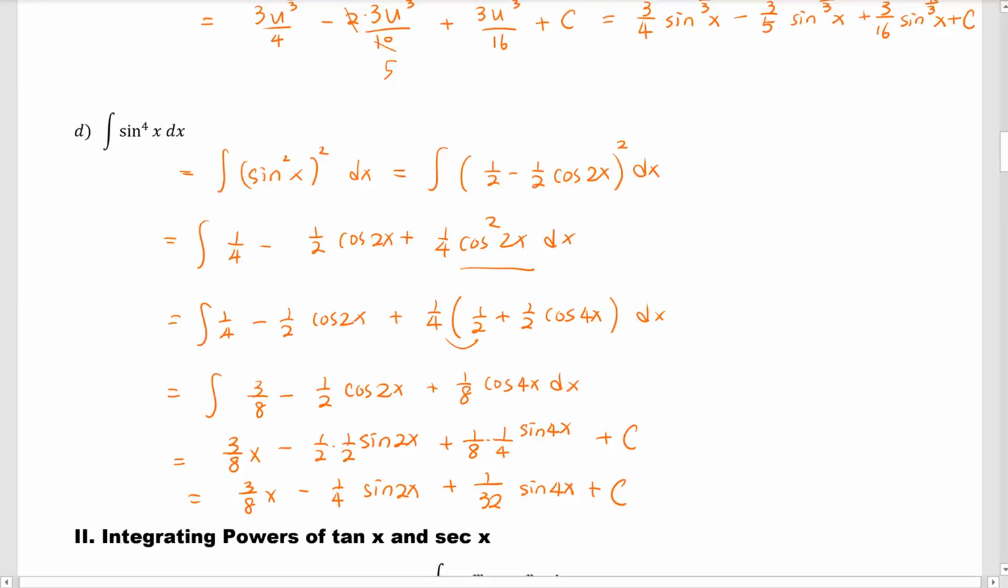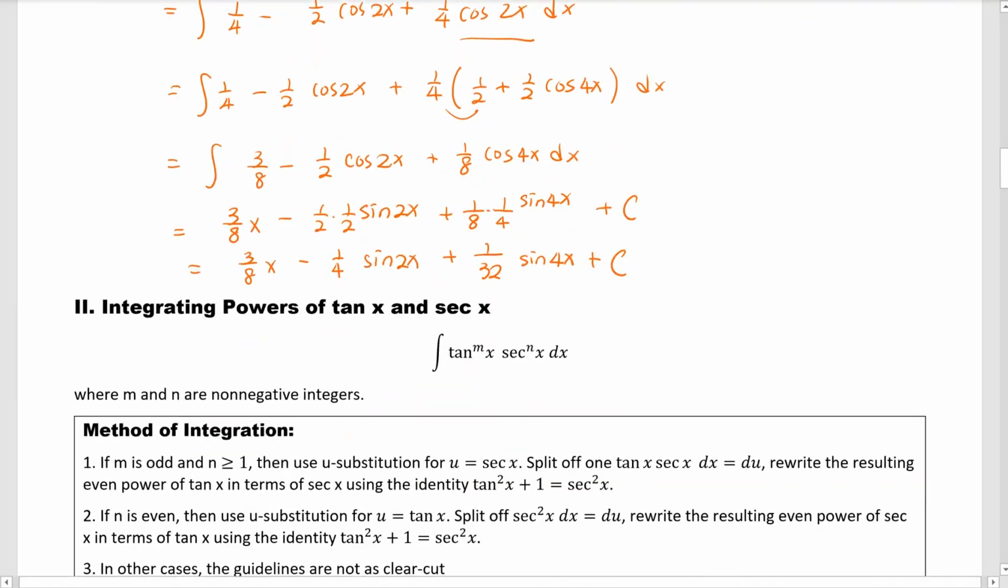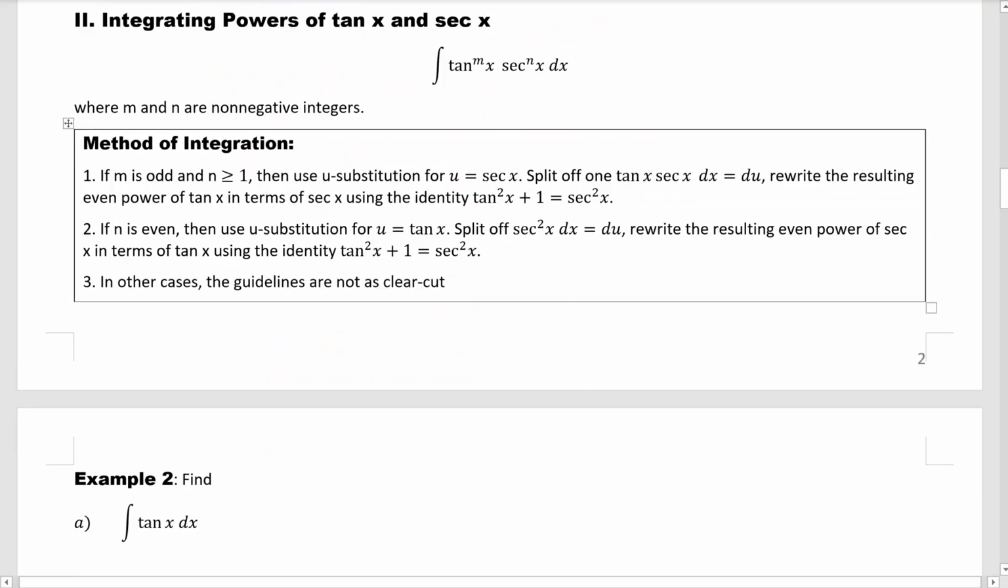Alright, so we have learned how to integrate powers of sine and cosine. Next, let's look at how to integrate powers of tangent and secant. Okay, so the methods are kind of similar, but this one is more special and harder. Okay, a little bit harder. So okay, if the power of tangent is odd, we want to use the substitution for u is secant. Okay, but the derivative of the secant is secant tangent.